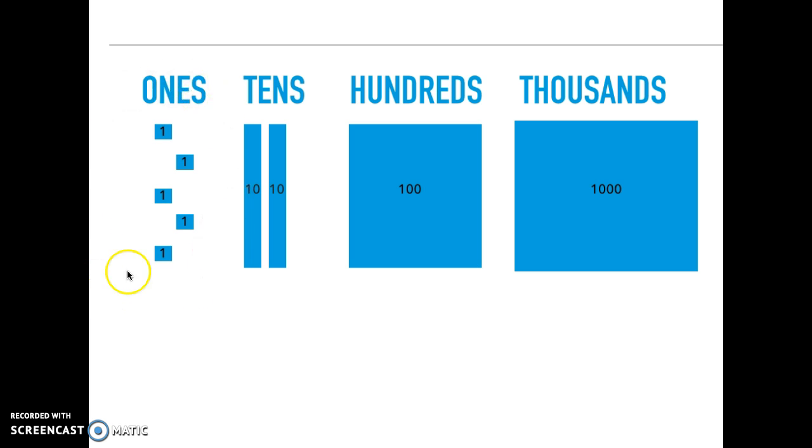Here are 5 blocks to depict the ones place in a number, and here are 2 tens blocks to depict the tens place and how much larger they are compared to the ones place in a number. And here's the hundreds block. Observe how much larger it is than the tens block, and same for the thousands place. It is much larger than the hundreds place.